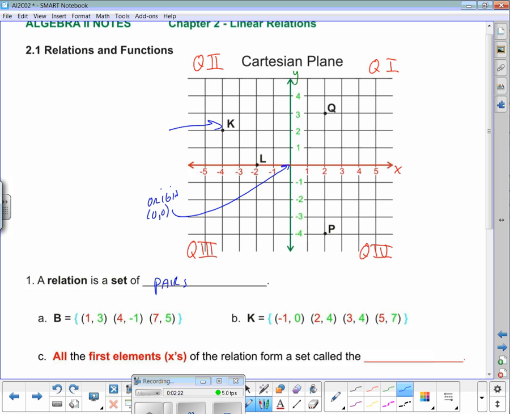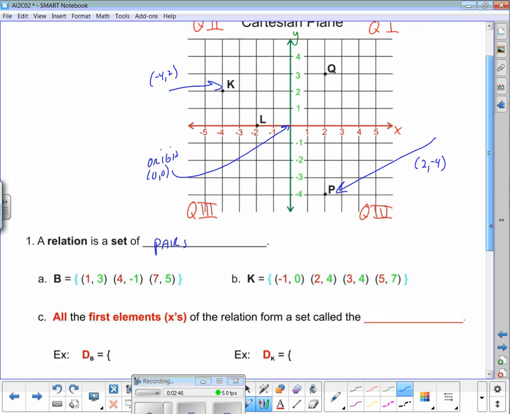So for example, point K here has coordinates of what? -4, 2, right? Point P over here has coordinates of 2, -4. Always the x coordinate, of course, and then the y coordinate. Point L right there would have coordinates of what? And hopefully -2, 0.